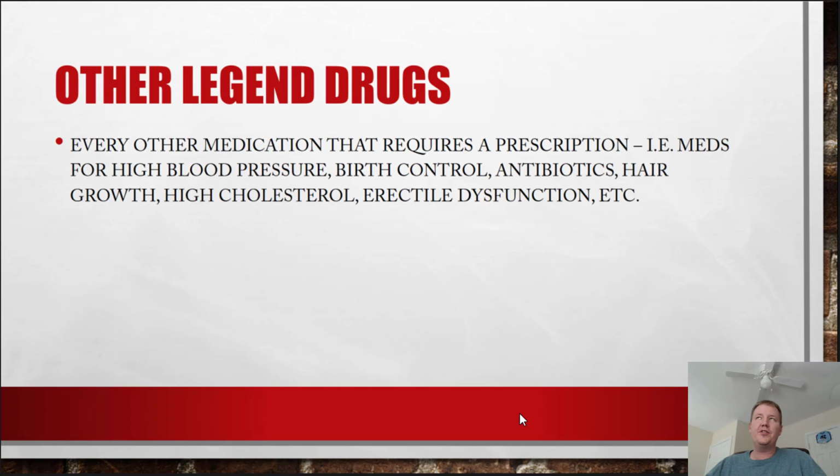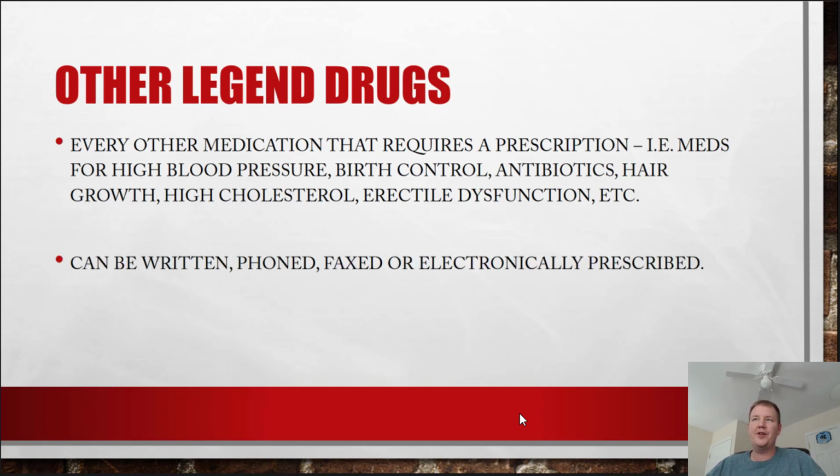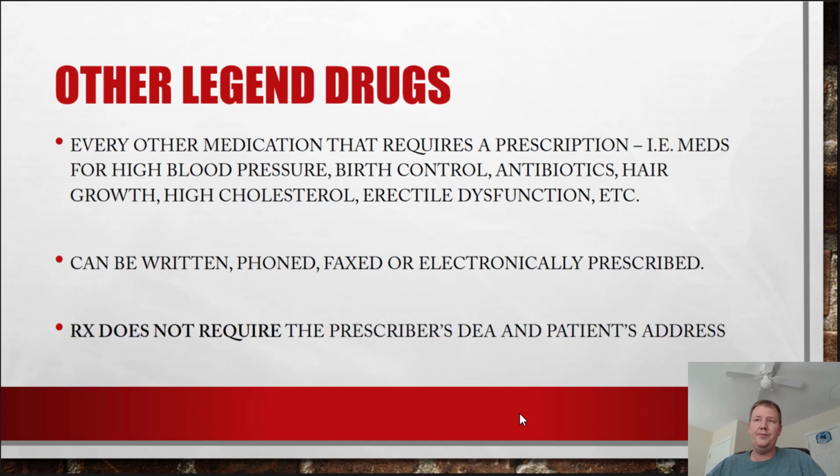Then there are other legend drugs, so these are non-scheduled legend drugs or non-scheduled prescription drugs. It's every other medication that requires a prescription. There's a list of different examples here. Just like Schedule 3 through 5, they can be written, phoned, faxed, or electronically prescribed. The prescription does not require the prescriber's DEA nor the patient's address to be written or typed on the face of the prescription. So that's a recap of Chapter 2 and Chapter 3.